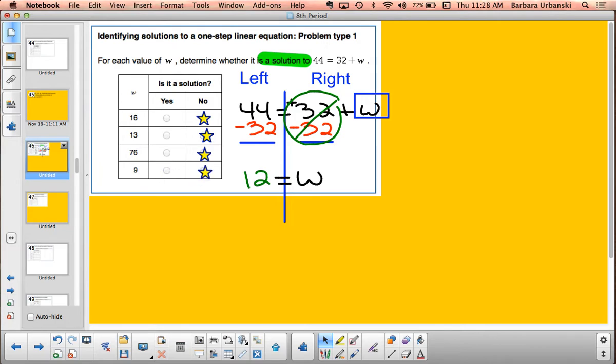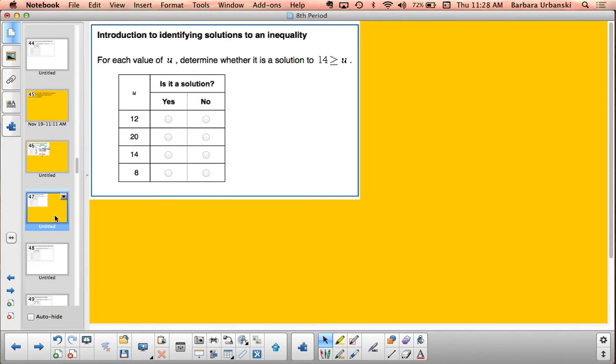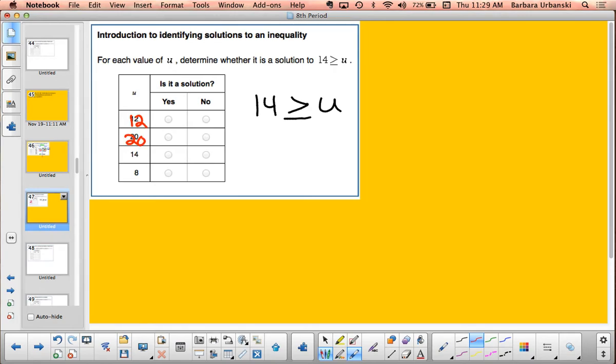So now let's take a look at the next type of problem. This is going to be a little bit different because it's an inequality, and we have our signs of inequality. This happens to be 14 is greater than or equal to u. I think the easiest thing to do is to take a look at the values that they give you. We've got a 12, a 20, 14, and 8.